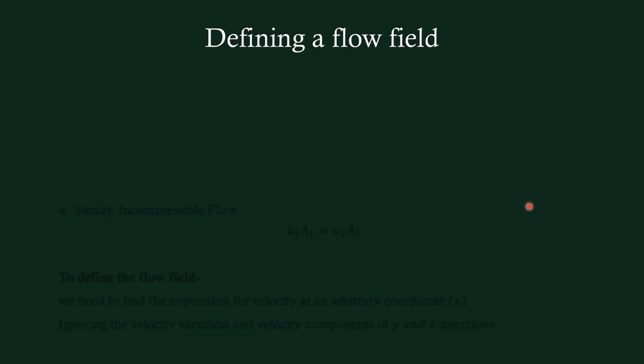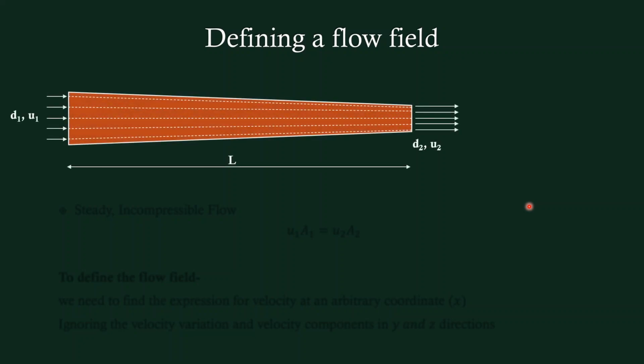So let us define a flow field, and we'll take a simple example of a pipe. So this pipe is having a total length L, and its diameter is changing, decreasing in this direction. At the beginning of the pipe, the diameter is d1 and the velocity is u1, and at the end of the pipe, the diameter is d2 and the velocity is u2.